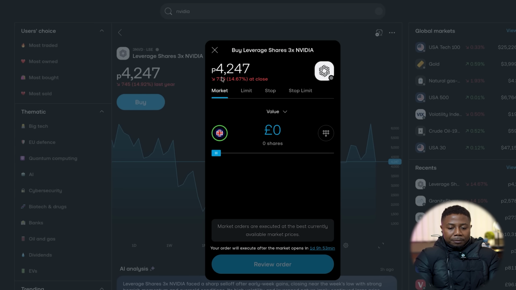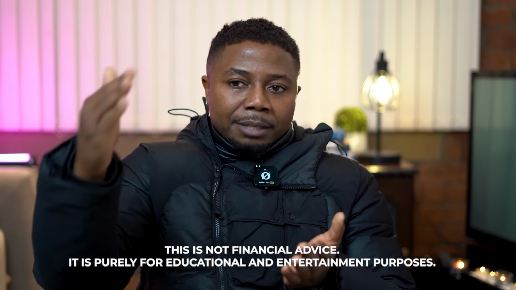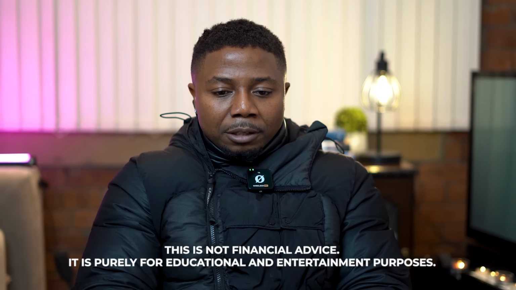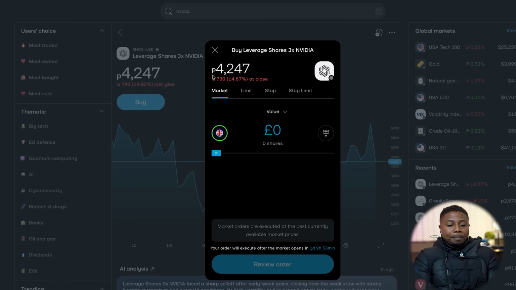So the current price of the 3 times Nvidia ETF, don't forget that this is not the price of the Nvidia stock itself. It is the ETF that's tracking the performance of Nvidia and then applying the 3 times leverage. So that's currently 4,246 pence. Don't forget, this is not pounds, this is pence. So that means it's 42 pounds and 47 pence. So say for example you want to invest £1 in this. If you use a market order, you just simply click on that little column there and type in 1.